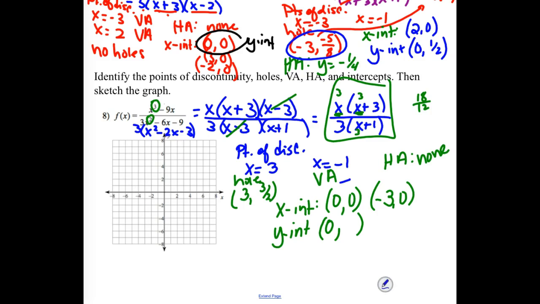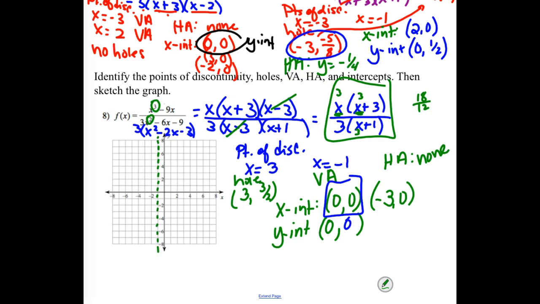We already found it, didn't we? Yes? If I put a 0 in for x, I got 0 for y. Remember, if it's the origin, it's going to count as both an x-intercept and a y-intercept. All right, let's take a minute and list all of this information on our graph. So we said we have a vertical asymptote at -1.